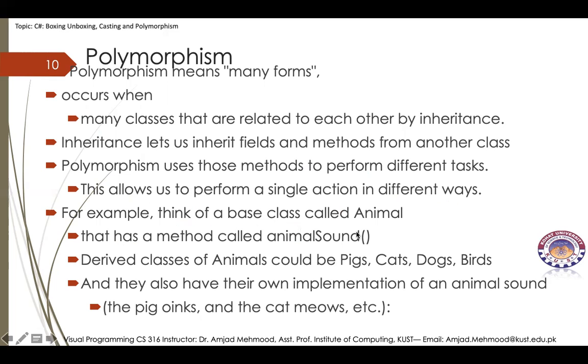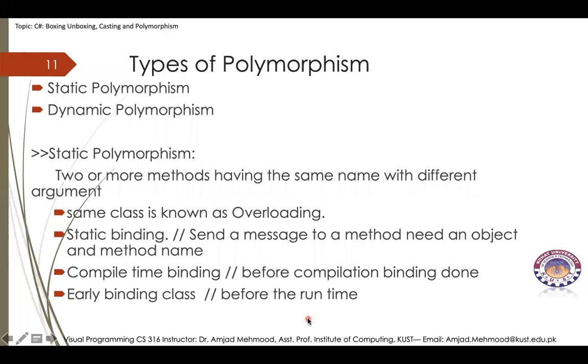For example, think of a base class as Animal, and in Animal you have a method called animal sound, and in derived classes you have a pig, dog, cow, or anything which you could consider an animal. They also have their own implementation of animal sound, like the pig oinks, the ox moos, and the cat meows, etc. So I think now you got the sense that in polymorphism we have the same kind of method, but they perform different kinds of actions.